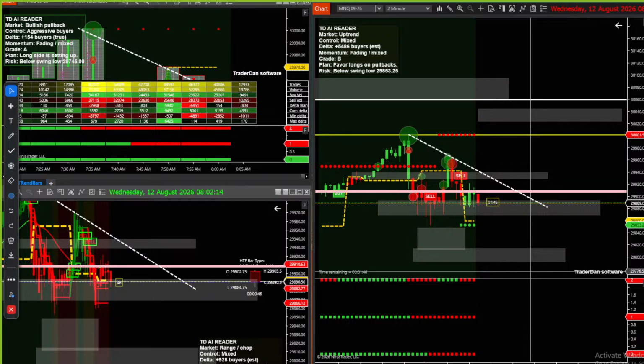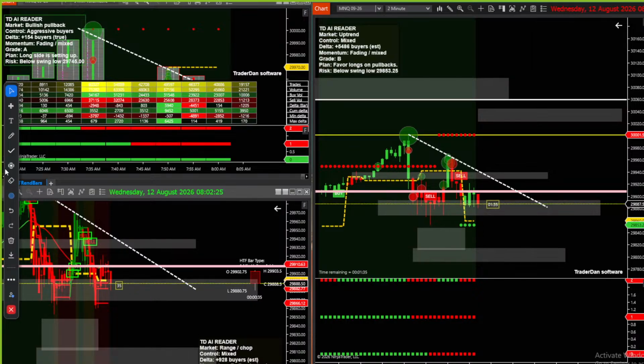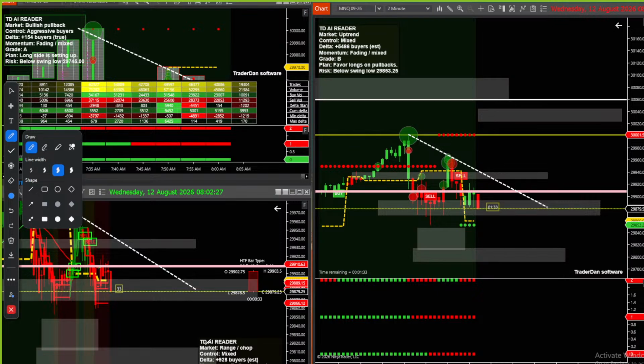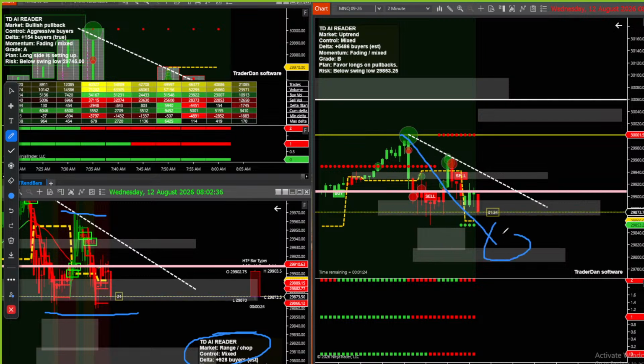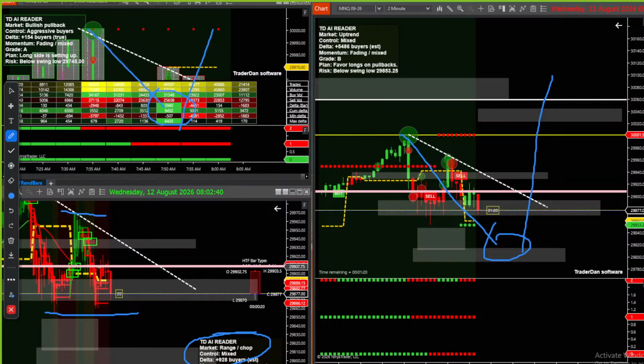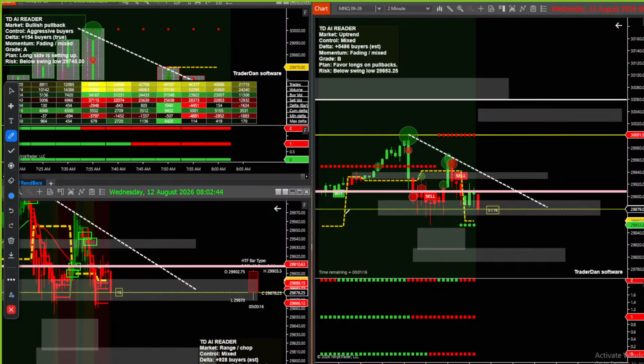Good morning, good morning. We are in a chop, a bullish pullback and an uptrend, but it's starting to get a little bit of chop. We're starting to pick up some chop on this chart. Right here, we're in a range between this high and this low, right? And on this chart, we're in a pullback for a long. That could change though, so we need to just be careful.